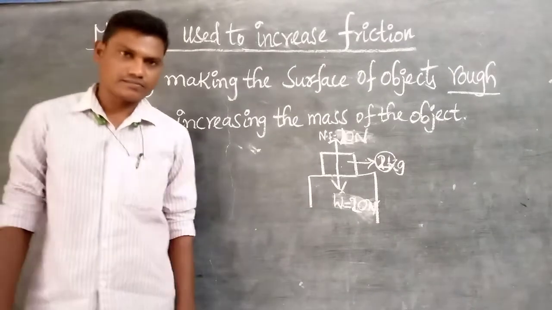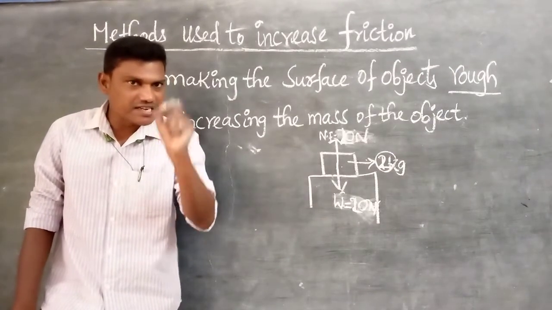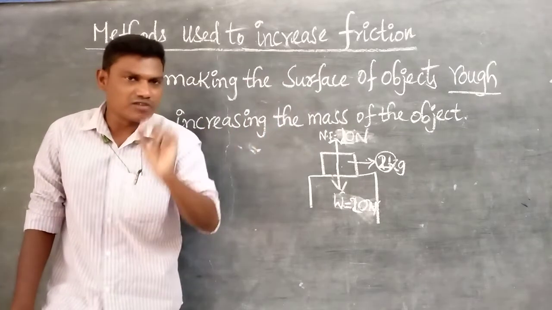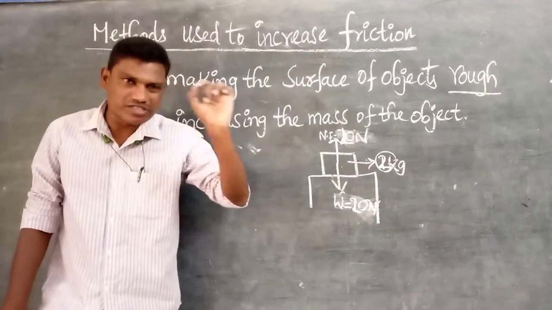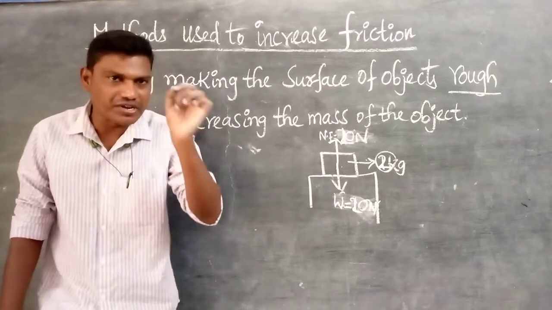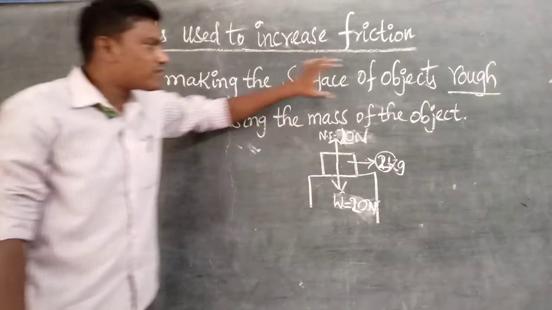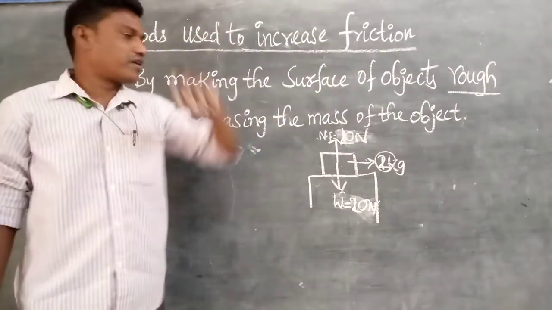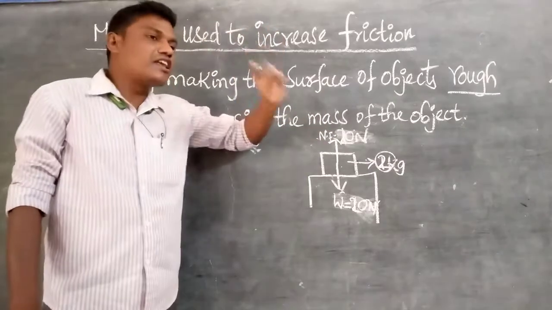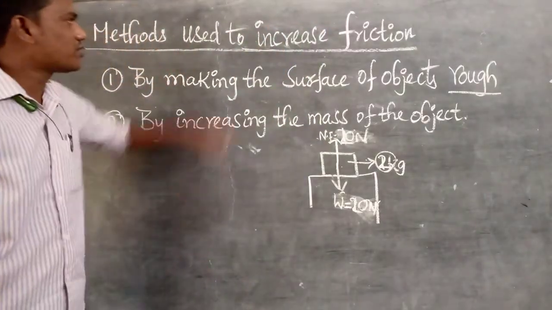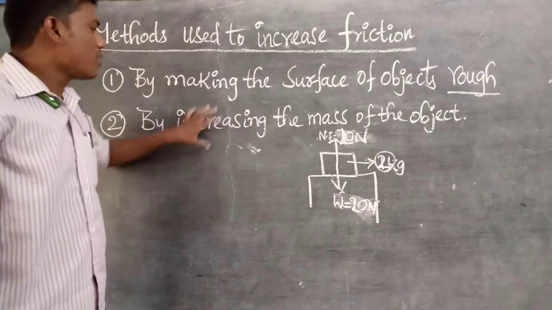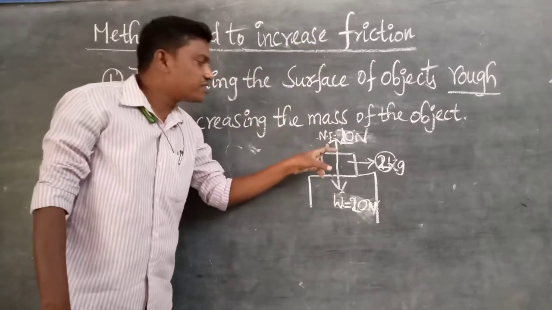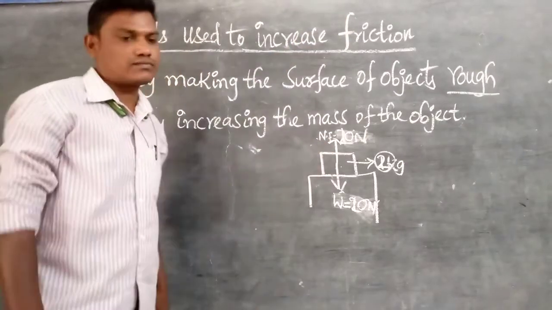Already we discussed that frictional force is directly proportional to the normal force. If normal force is increased, frictional force is also increased. If normal force is decreased, frictional force is also decreased. So if the mass of the object increases, the normal force also increases, and then automatically the frictional force increases. So by increasing the mass of the object, you increase the frictional force by way of the normal force.